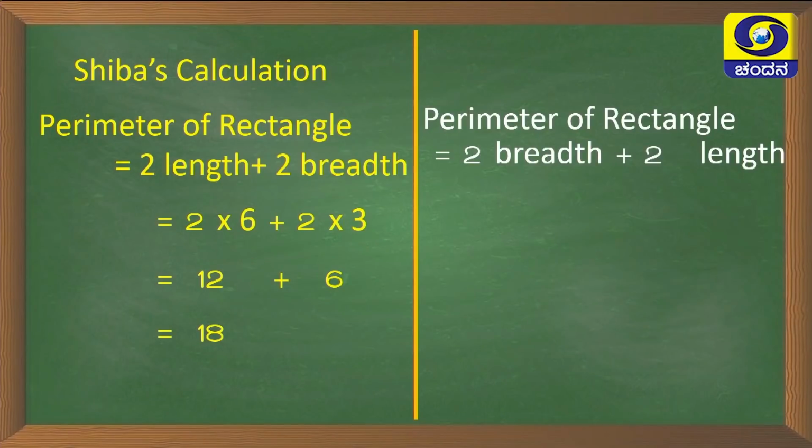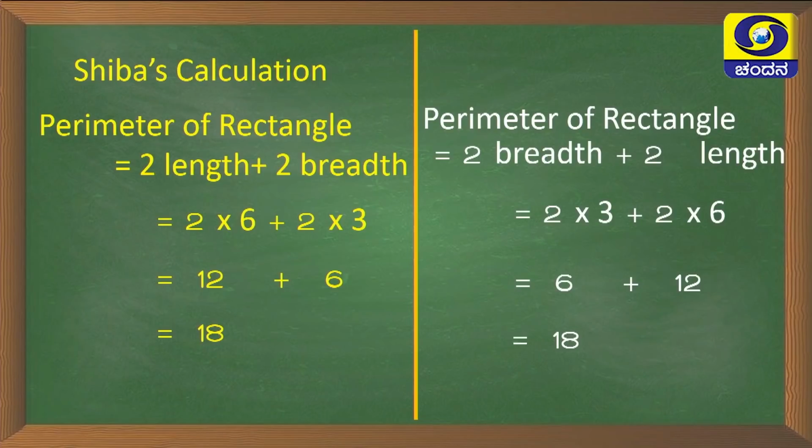She took perimeter of rectangle as: first she calculated twice the length, then she added the answer to twice the breadth. Here we know the length is 6 centimeter and the breadth is 3 centimeter. Twice 6 is 12. She added 12 to 2 times 3, that is 6, and she is getting the same answer, 18 units or 18 centimeter.